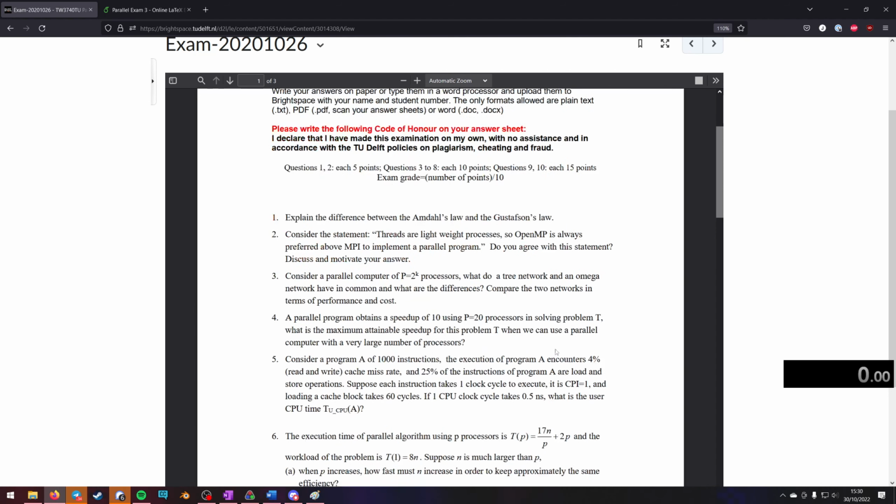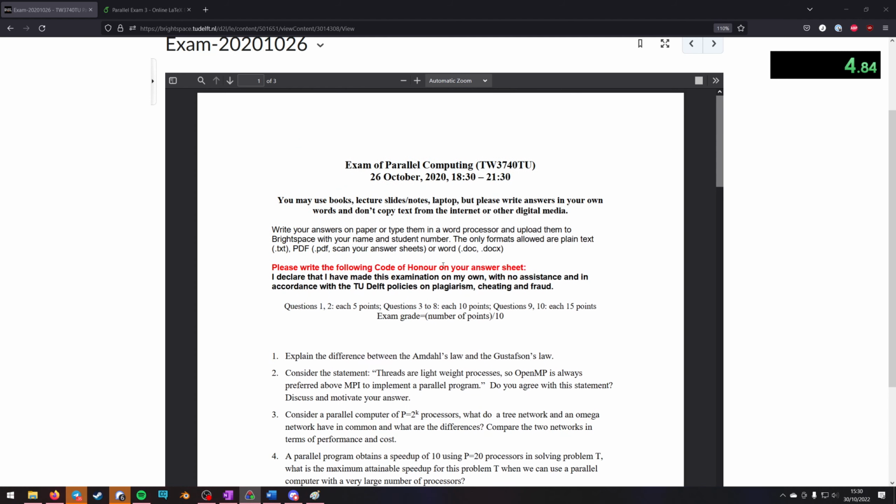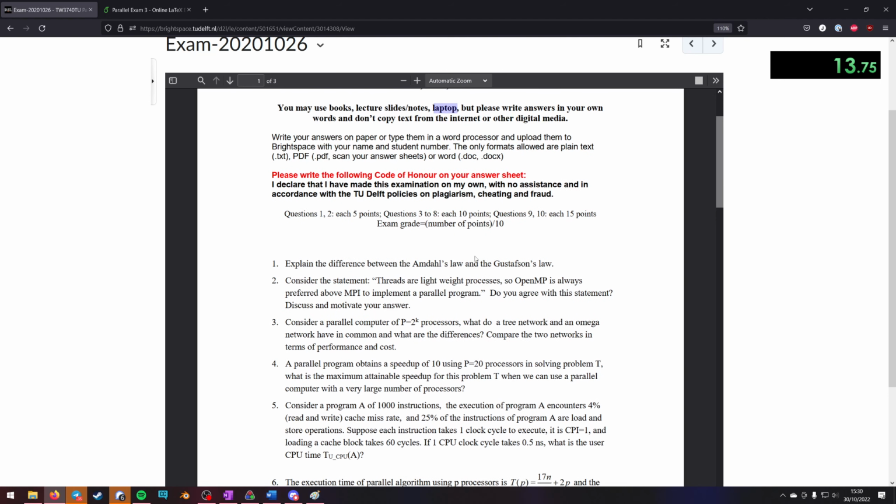Right. Shall we begin? Shall we time that? Explain the difference between Amdahl's law and Gustafson's law. I don't even know what that is. You may use books, lecture slides, and laptop. So you can literally look this up.